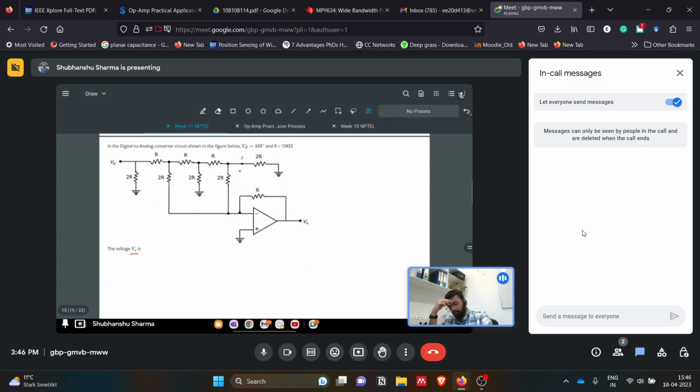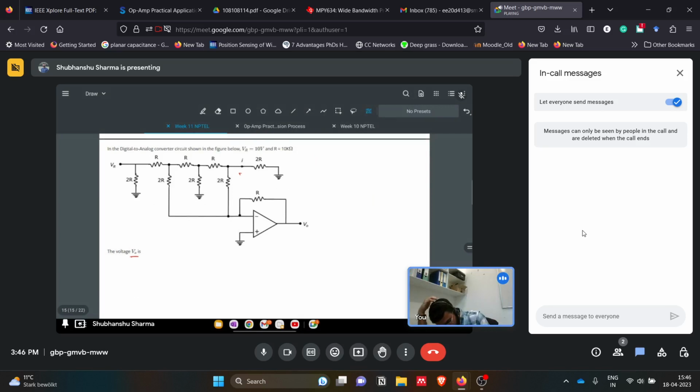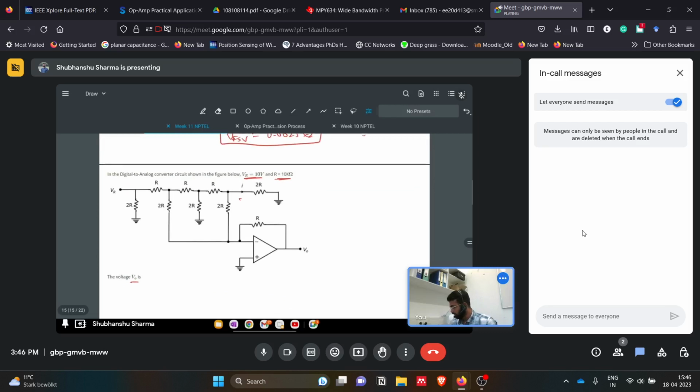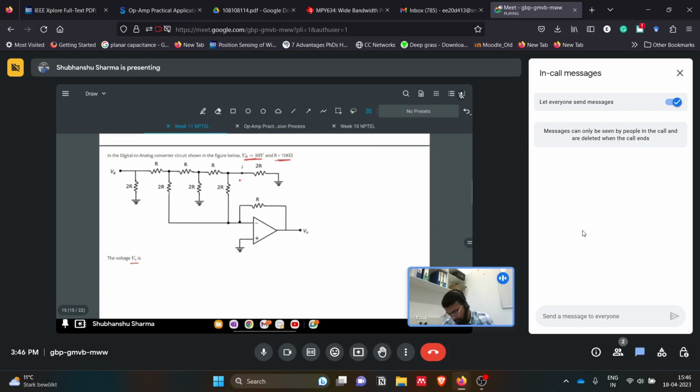So in this question, VR is given as 10 volts, R is 10 kilo ohms. So how will we solve this? If you see, it looks a little difficult, but it's very simple.